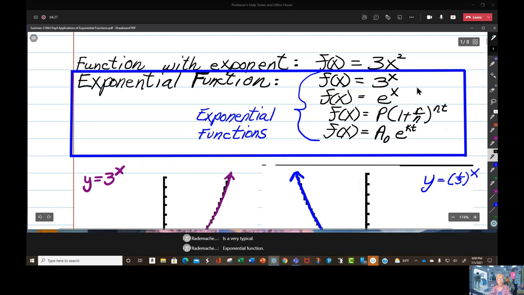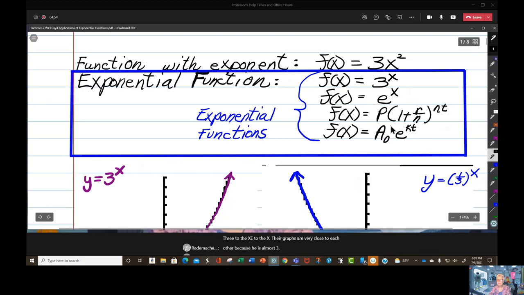E to the X, you're going to meet E. You're going to meet E very, very soon now. E is a number that's about 2.7. So it's actually very close to 3. 3 to the X, E to the X, their graphs are very close to each other, because E is almost 3.